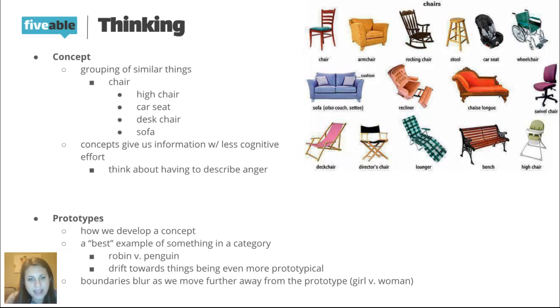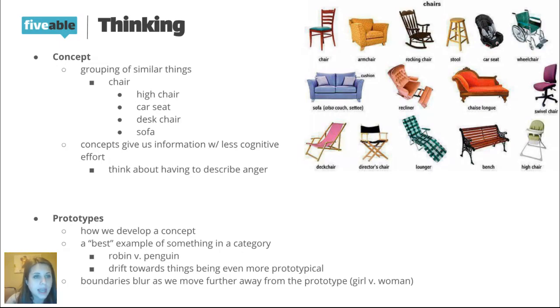And so as we drift further away from our central prototype, sometimes our boundaries blur between one example of something and another. So if I told you right now to think of your prototype of what a girl is, like a little girl, I always, for some reason, picture a little girl in pigtails, wearing a little pink jumper and curly hair. That's my prototype of girl. And then I ask you to think about your prototype of woman.